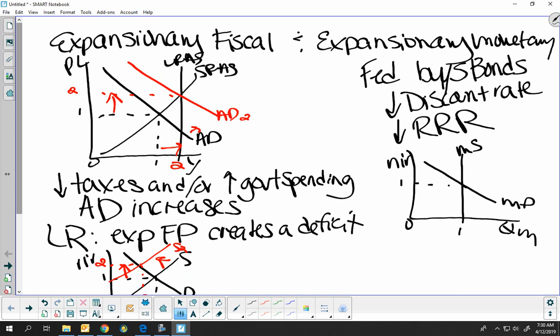What is that interest rate right there? They're all nominal rates, but that one particularly is called what? The federal funds rate. I'm going to just put FFR for short, but we remember that that's the federal funds rate. If they were to either buy bonds or lower the discount rate or lower the RRR, which curve is going to shift and in which direction? It's going to shift to the right. Good job.